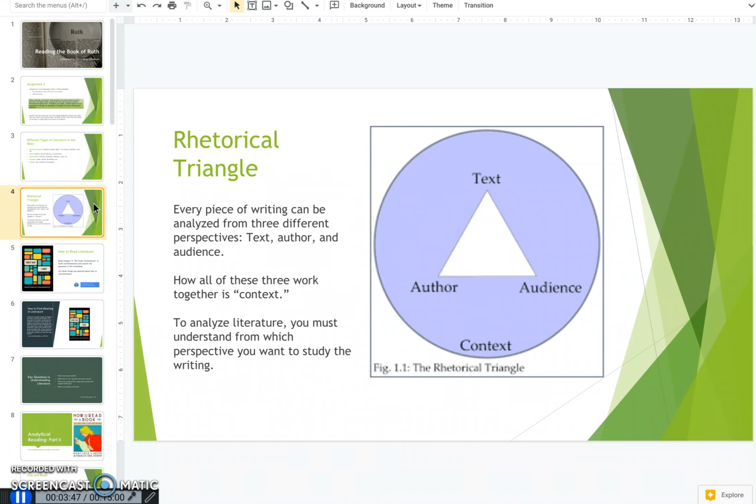Okay, when we read stories, there's something you need to be aware of, and we call it the rhetorical triangle. Okay, there's 2 types of rhetorical triangles, but this is the one I want us to focus on. This one has 3 parts to it.